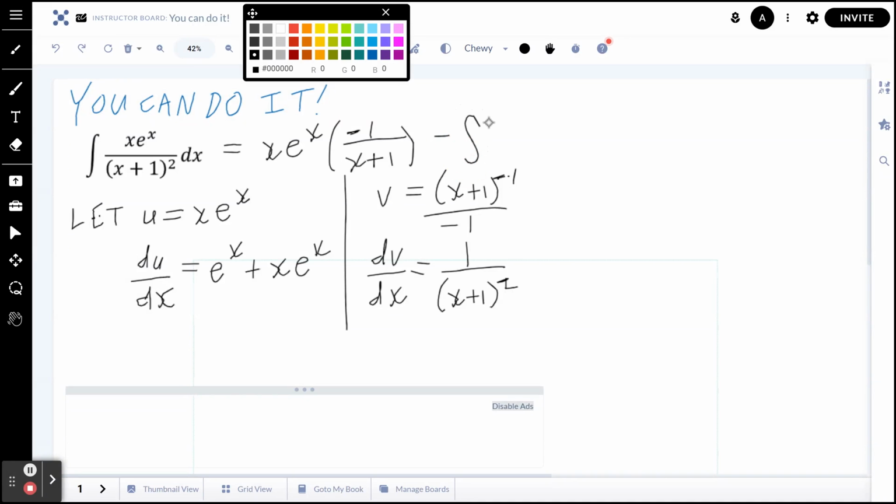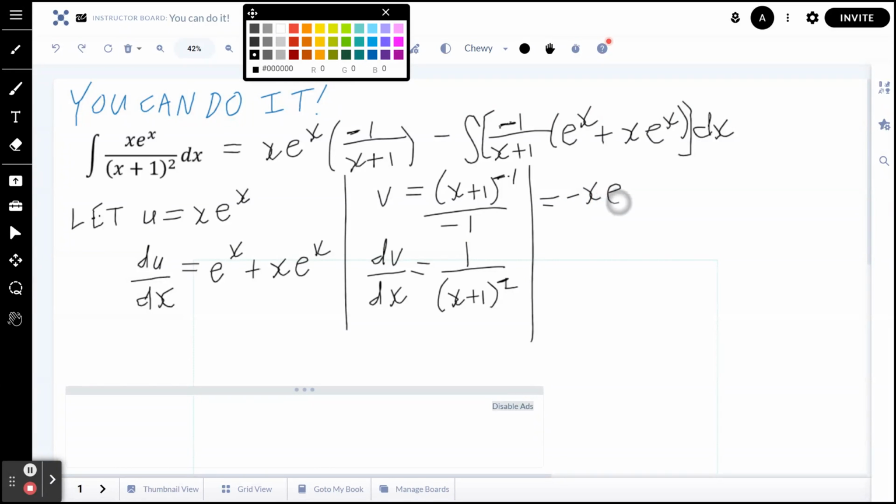minus the antiderivative of negative 1 divided by x plus 1 times e to the power of x plus x times e to the power of x, and you're integrating it with respect to x. So we'll put a square bracket just like that. Now, if you really think about this, the key here is you want to factor and simplify. So what you have to do is continue here, copy the first part, which is basically negative x e to the power of x divided by x plus 1.